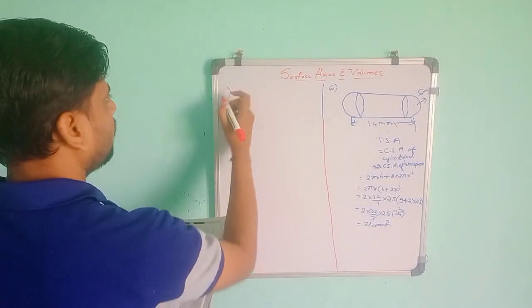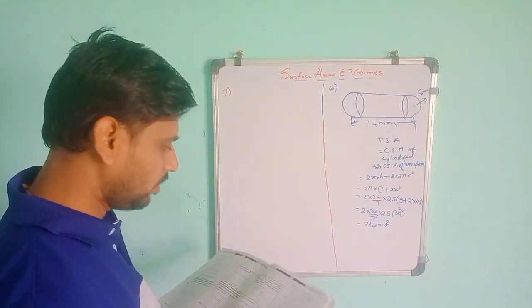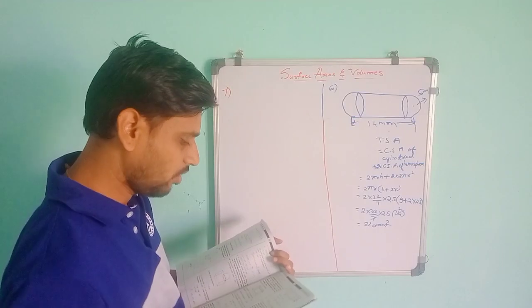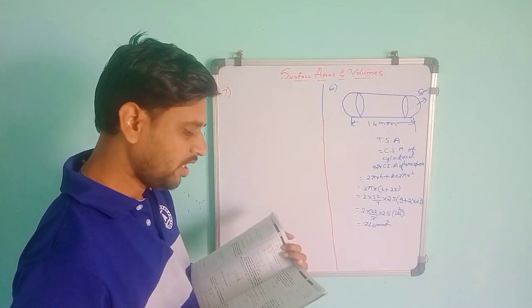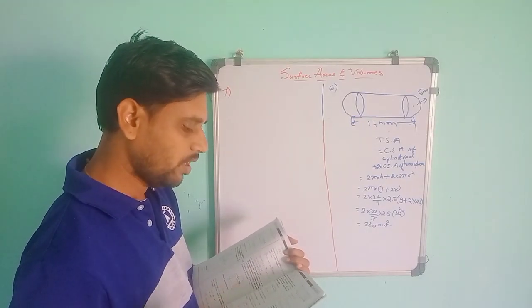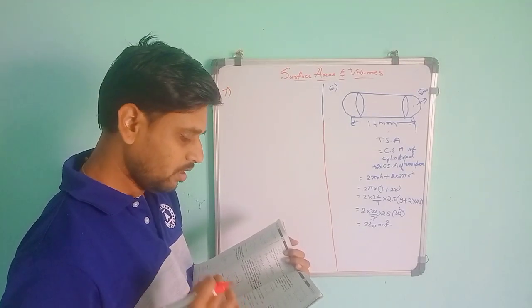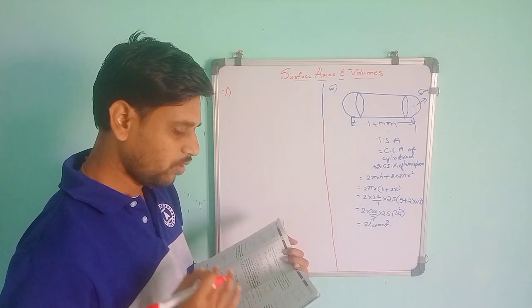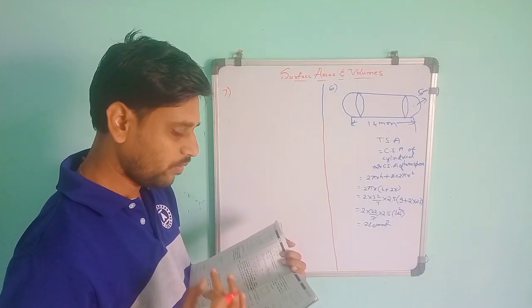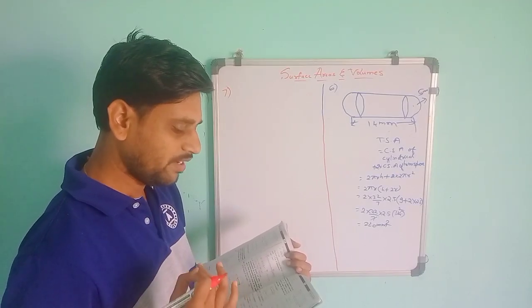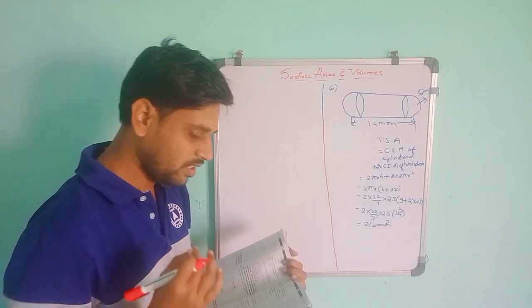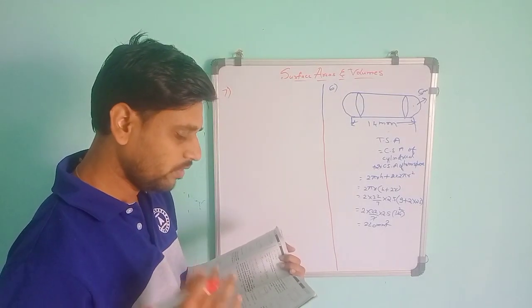Then the seventh one. A tent is in the shape of a cylinder surmounted by a conical top. If the height and diameter of the cylindrical part are 2.1 and 4 meters respectively, and the slant height of the top is 2.8 meters, find the area of the canvas used for making the tent. Also find the cost of the canvas of the tent at the rate of rupees 500 per meter square. Note that the base of the tent will not be covered with canvas.